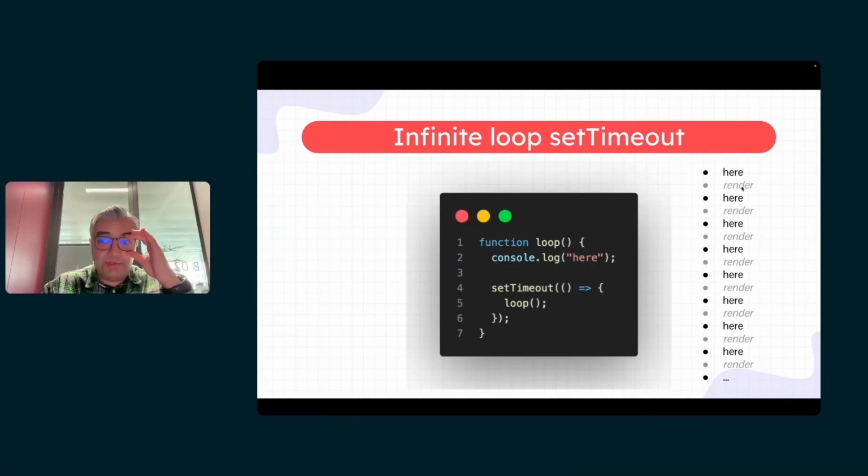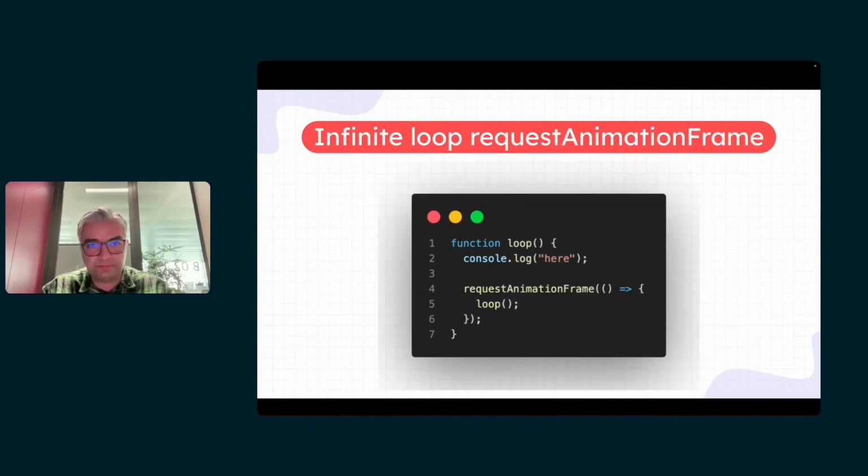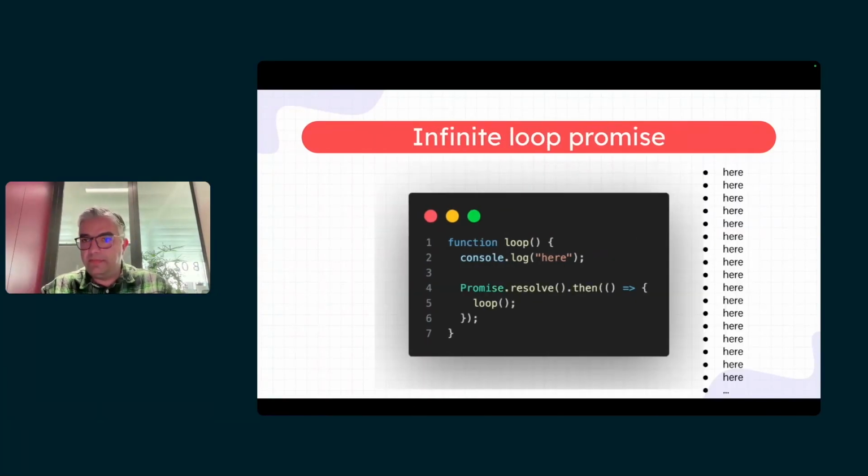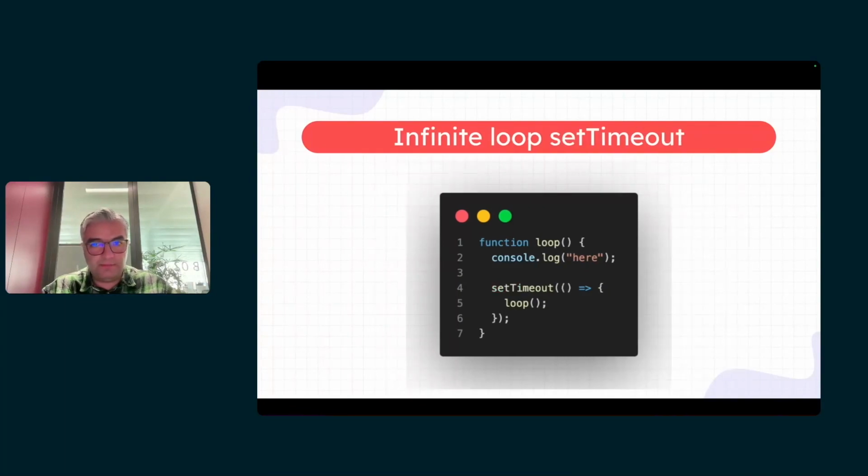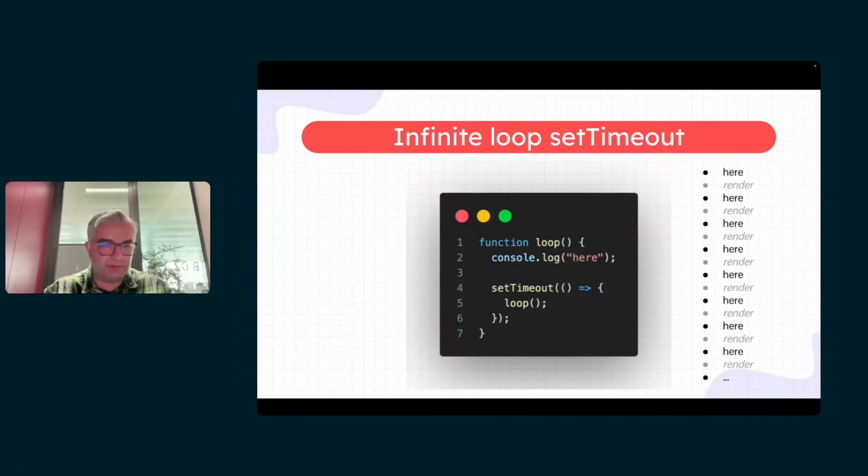Whenever you use a task queue, a render happens between picking tasks. And it makes a lot of difference between the task queue and the microtask queue. A lot of frameworks and libraries out there take advantage of this feature of the event loop in order to maintain and develop their framework. I'm going to tell you why. So in this one, with task, it's here render, here render, here render.